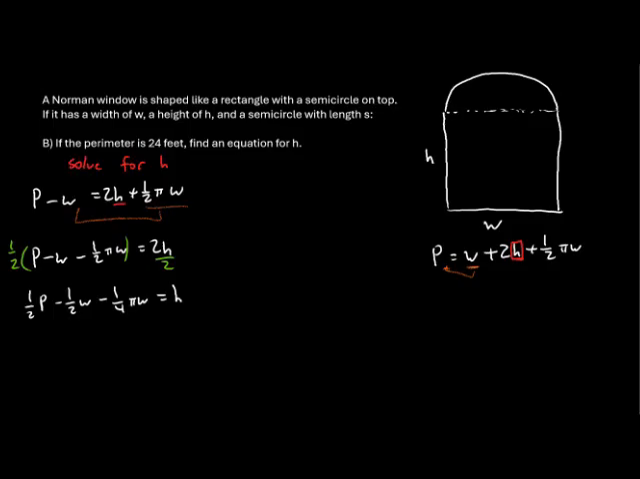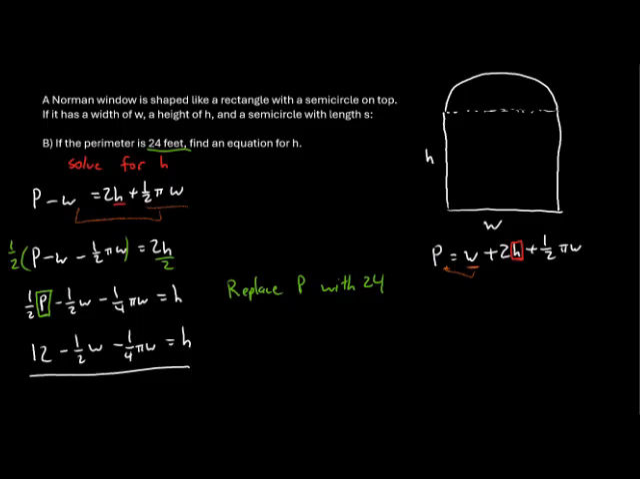We now have an equation for H, but now let's use the fact that the perimeter is 24 feet. So we'll replace P with 24. This P that I'm boxing in green will become the number 24, and 1/2 times 24 will give us 12. Therefore, our height will be 12 minus 1/2 w minus 1/4 pi w is equal to h. This will be my equation for height. Therefore, now if I know the width, I can find the height, and vice versa.